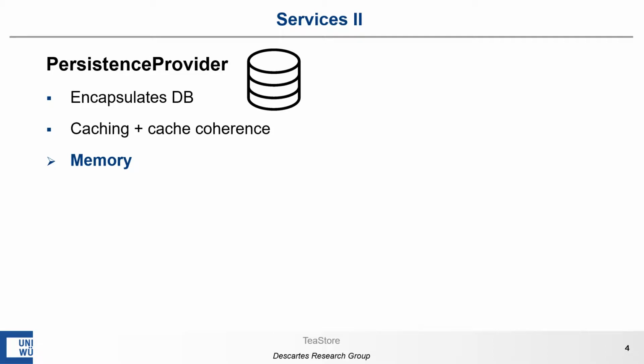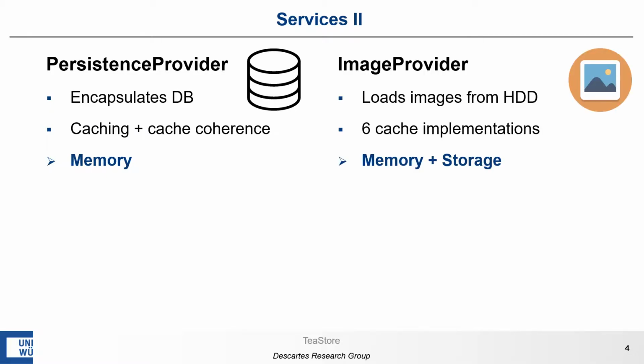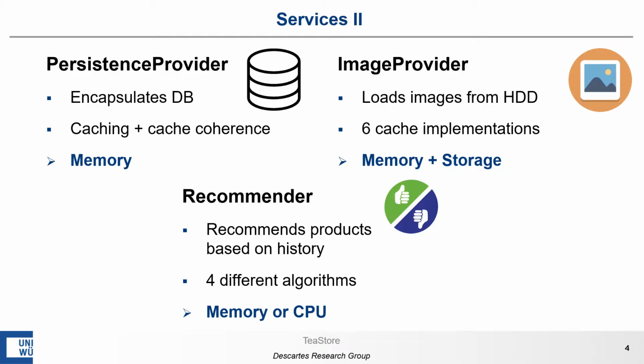The persistence provider encapsulates the database, provides caching, and thus a heavy memory load. Image provider serves images from the disk with heavy storage and memory load. And the recommender recommends the user's products based on their user history. It uses one of 4 different algorithms and has a configurable memory or CPU load.